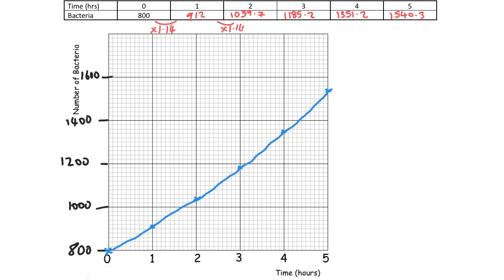So we've completed the table and we've drawn the graph, and then the third part of the question was to estimate how many bacteria there were after 2.5 hours. So I'm going to draw a line up from 2.5 hours to the graph, and then from the graph I'm going to draw a line across to the axis, and I've got a value of somewhere in and around 1100 bacteria.